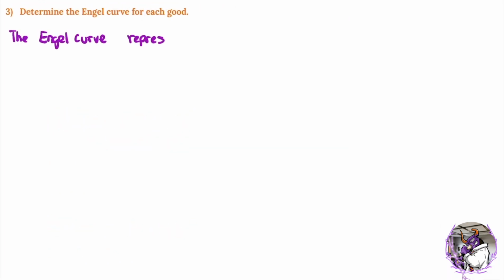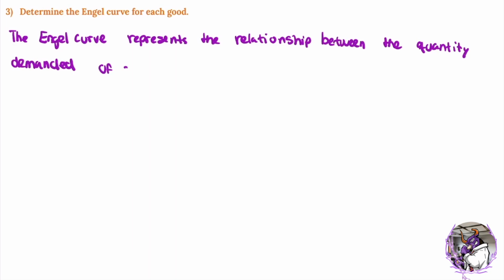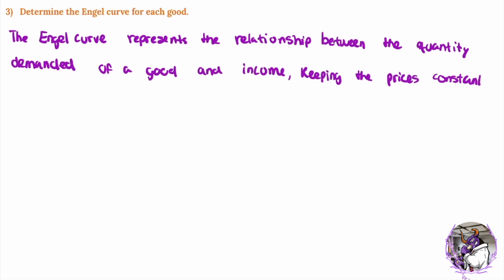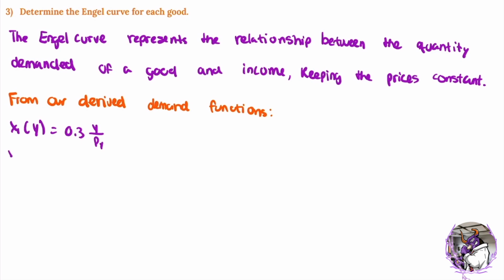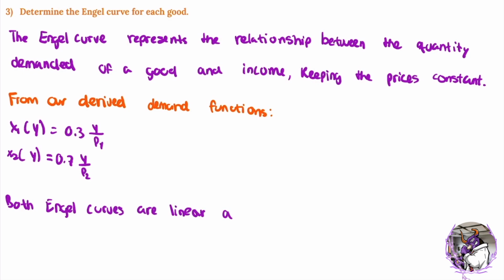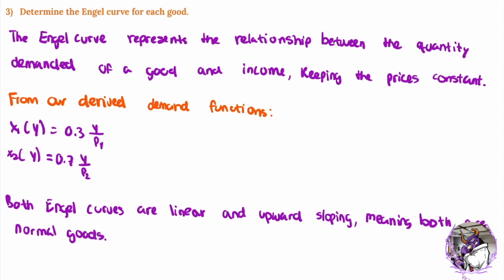Question 3. Determine the Engel curve for each good. What even is the Engel curve? The Engel curve represents the relationship between the quantity demanded of a good and income while keeping the price constant. From our derived demand functions, x1 equals 0.3y divided by p1, and for the second good, x2 equals 0.7 times y divided by p2, where p stands for the price and y stands for the income.